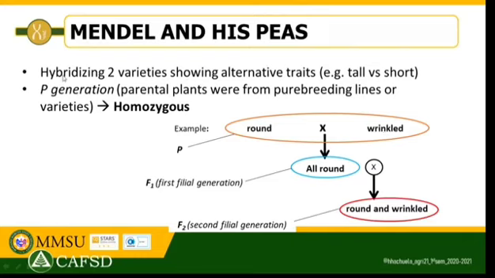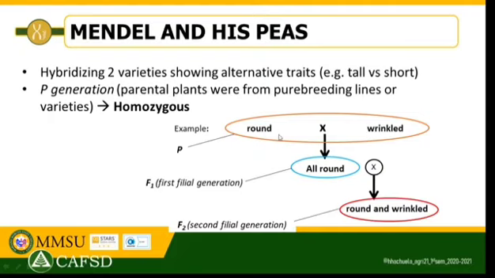So the parental plants, or what we call the P generation or parental generation, were from pure breeding lines or varieties and were therefore homozygous. So when we say homozygous, for that specific trait or character, the alleles inherited from both parents are identical. So either identical dominant genes or identical recessive genes. So we have here an example. The mating between plants with round and wrinkled seeds. And these are both purebreds, pure breeding lines or varieties. So these are both purebreds or homozygous.